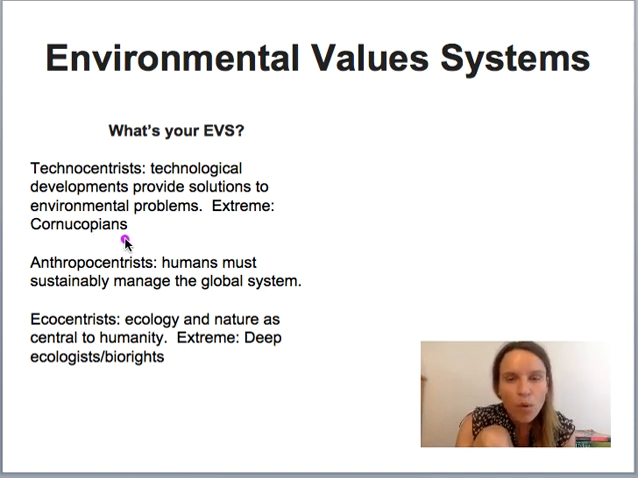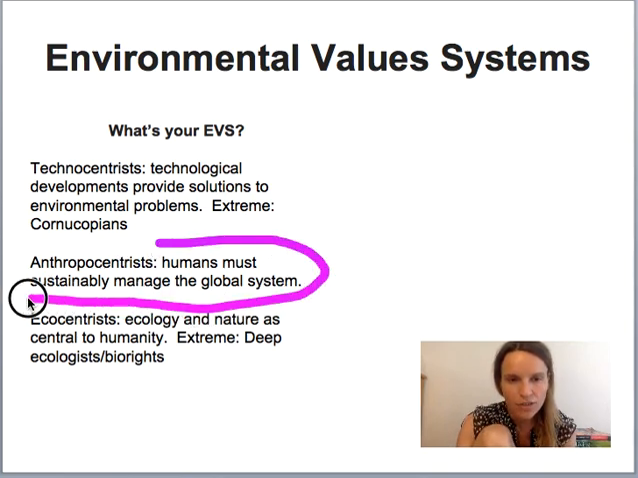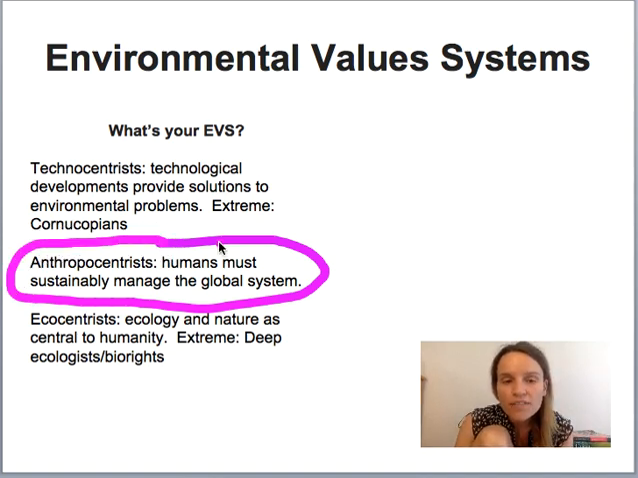The next point of view that you can take when you look at the environment is what's called an anthropocentric. If you're an anthropocentric or an anthropocentrist, you believe that humans must sustainably manage the global system. So we don't just have a wealth of resources based on our technology, but we have resources, and it's up to us to manage their distribution to create the most fair world possible.